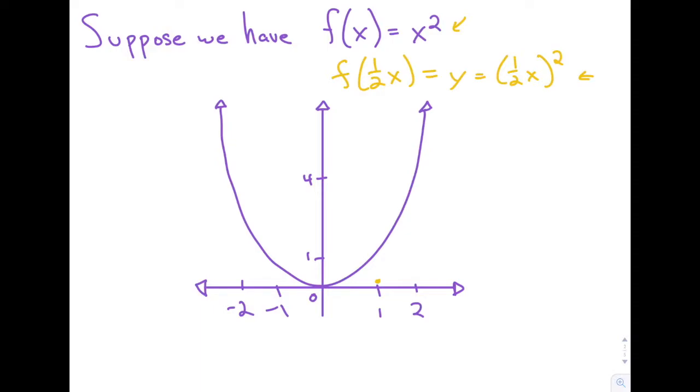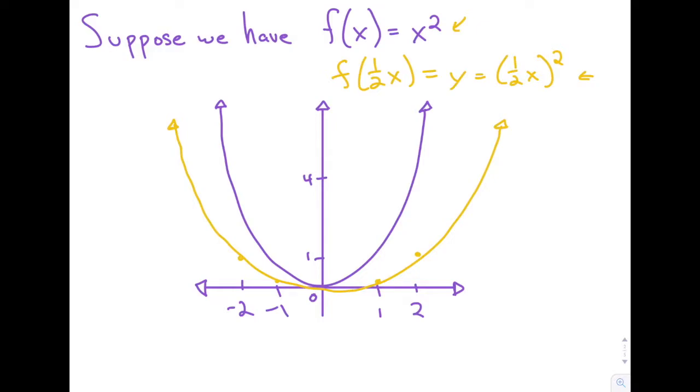So then at 2, we've got 1/2 times 2, which is 1, quantity squared, which is 1. And then we go on, same thing on the negative side of the axes. And we can see that it's going to look something like this.